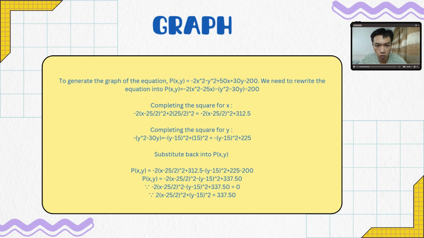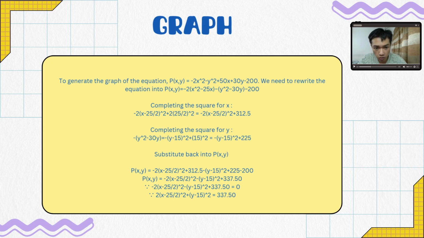After that, we need to do the completing the square for y, which is -y² - 30y, which equals -(y - 15)² + 15², which equals -(y - 15)² + 225. After that, we need to substitute back into P(x,y), and then we will get -2(x - 25/2)² + 312.5 - (y - 15)² + 225 - 200. And then we will get -2(x - 25/2)² - (y - 15)² + 337.5.